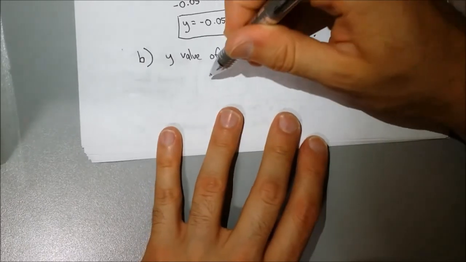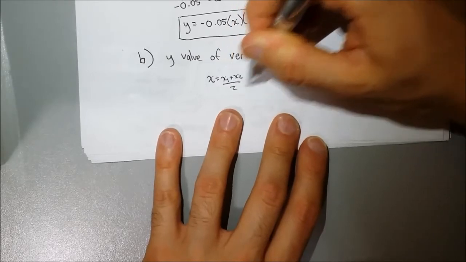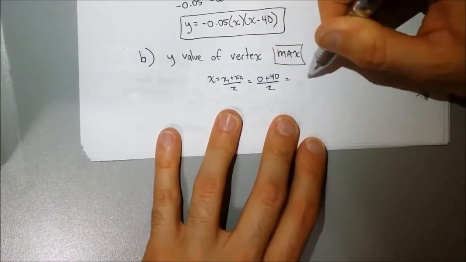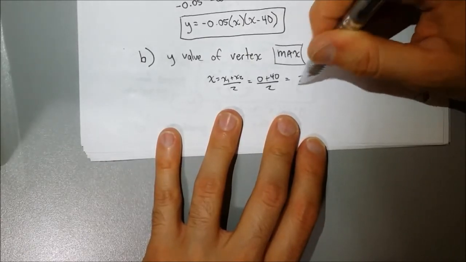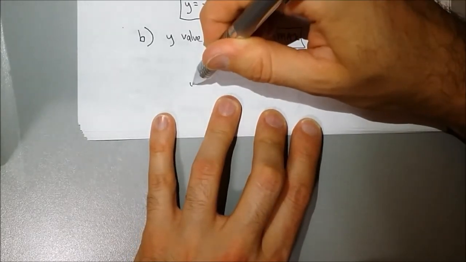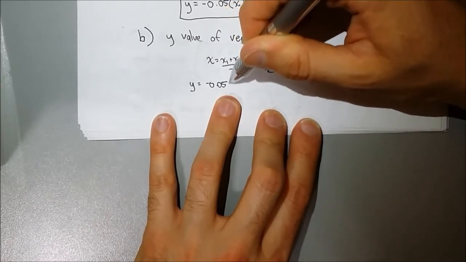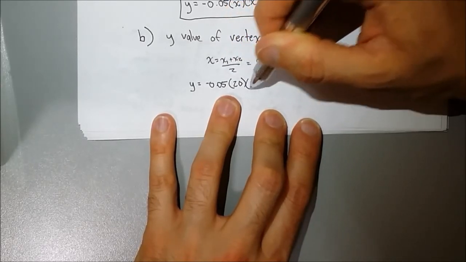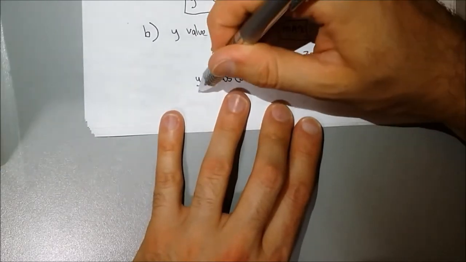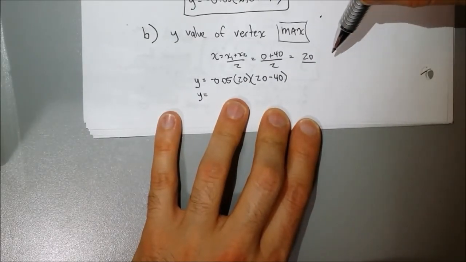So that seems like a pretty easy one to me. Basically I need to find my vertex. So I'm going to find the x value of the vertex. Because I have my x-intercepts 0 and 40, I'm going to get 20. Now that I have that, I can plug that into my equation from part A, not going to rewrite it. When you work it out, which I trust that you can do, you're going to get your answer.